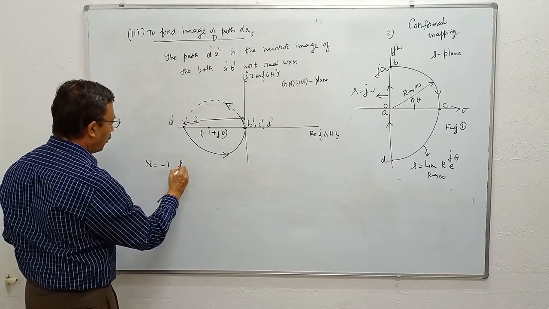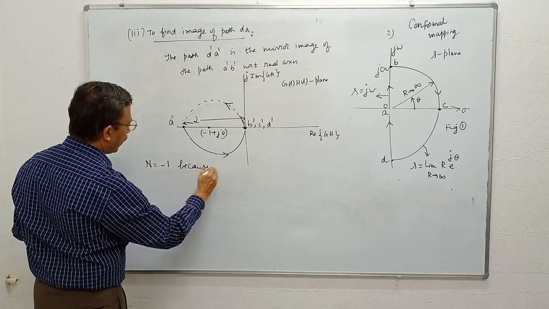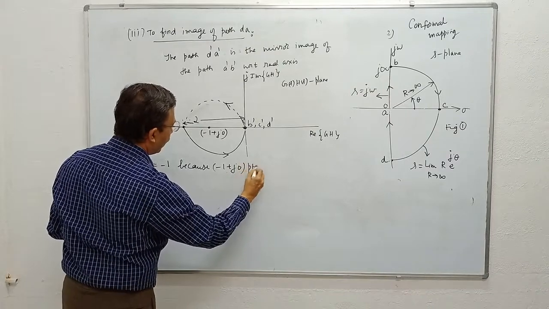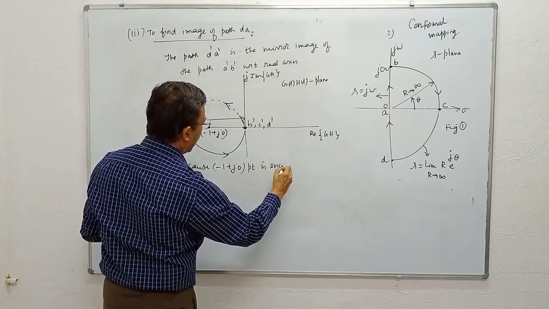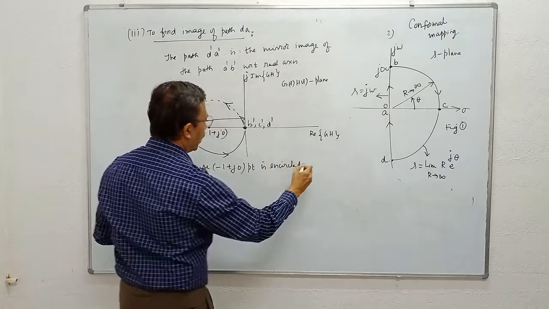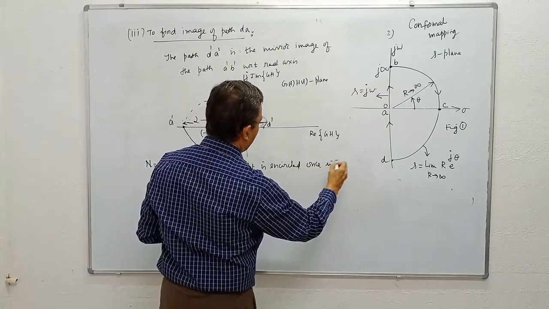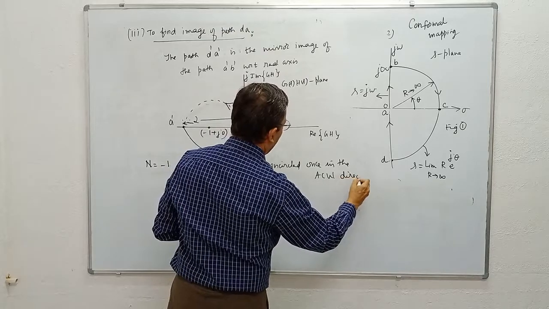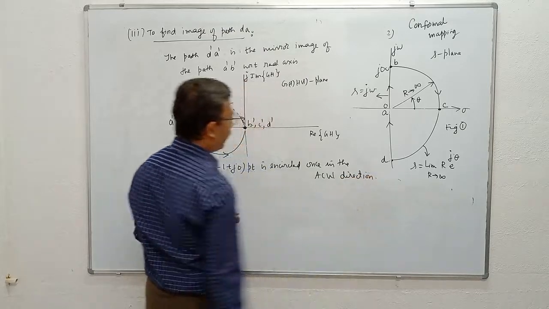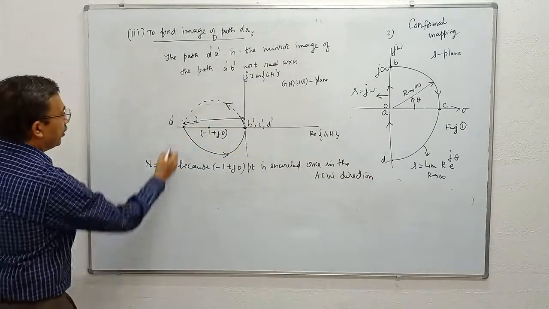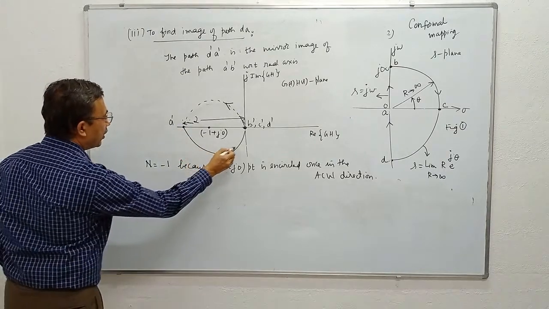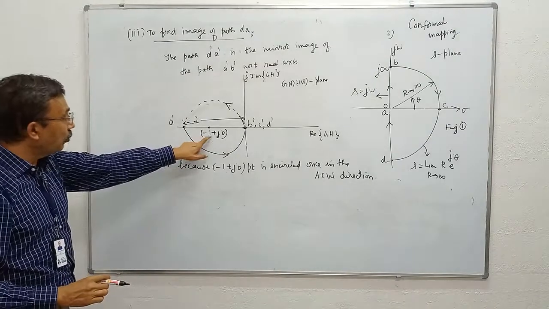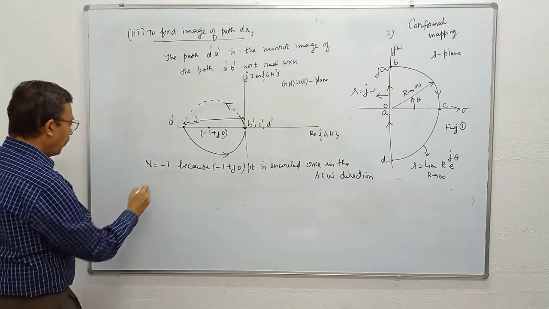N equal to minus 1 because minus 1 plus J0 point is encircled once in the anti-clockwise direction. Anti-clockwise encirclements are negative. See, this is the encirclement. It is in which direction? Anti-clockwise direction about the point minus 1 plus J0.